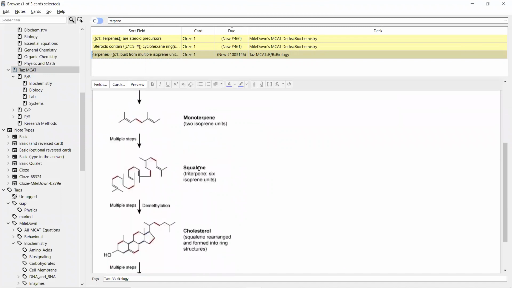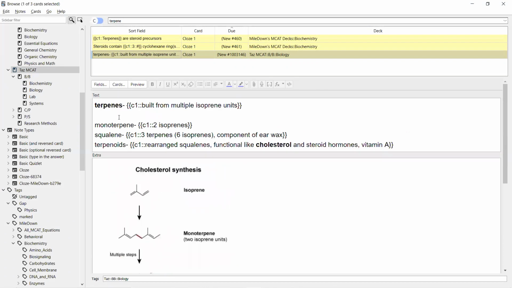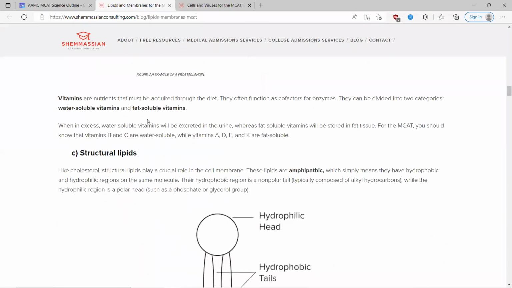And then a squalene is 3 terpenes, but since each terpene is 2 isoprenes, then it's 6 isoprenes. And then cholesterol is like this stuff just rearranged into that 4-ring template that we talked about. So the most you would need to know about terpenes is that they are involved in building up cholesterol and the relevant hormones that are offshoots of cholesterol, like vitamin A or like testosterone. So that's terpenes, prostaglandins. Then vitamins.